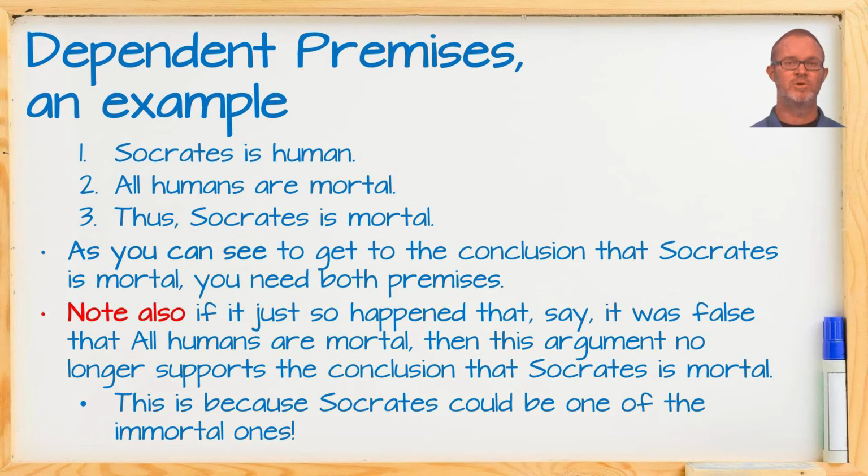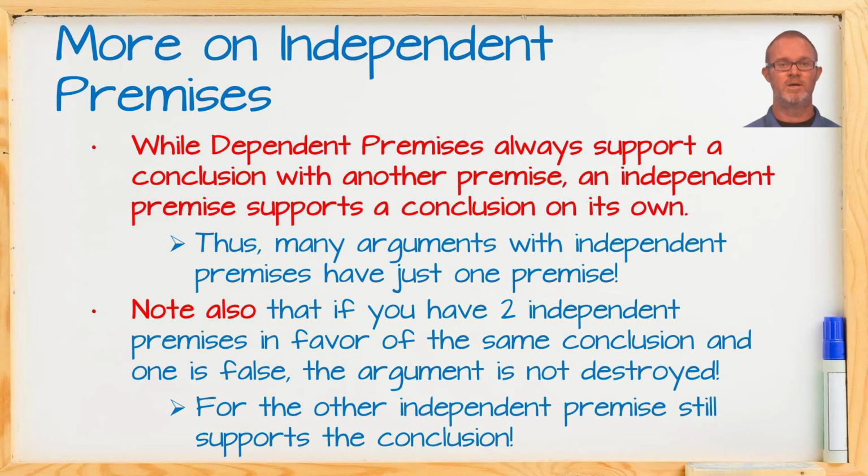In addition, if you notice that it ends up being false that all humans are mortal, for example, if one of those dependent premises is false, and say, for example, we had found some human beings that weren't mortal, then the conclusion that Socrates is mortal would not follow, because quite simply, Socrates could be one of those immortal ones.